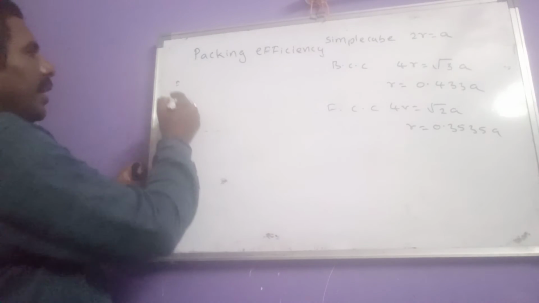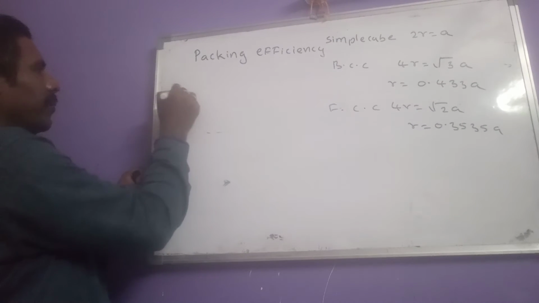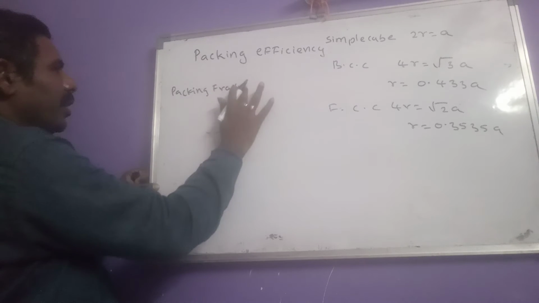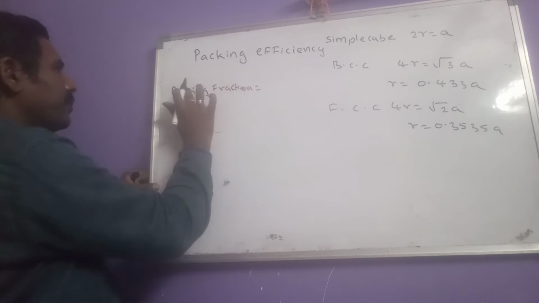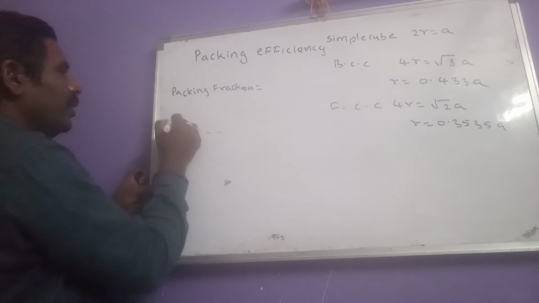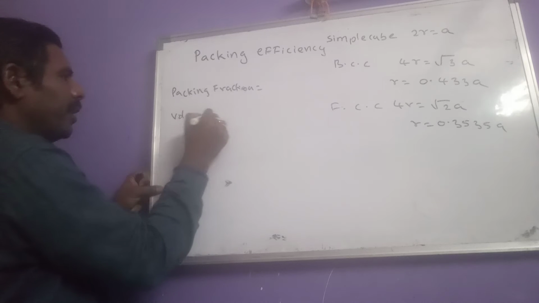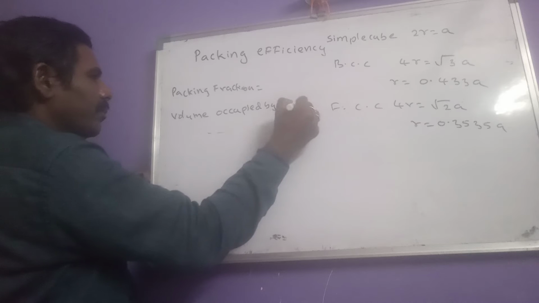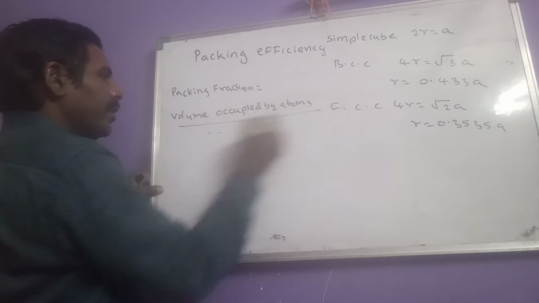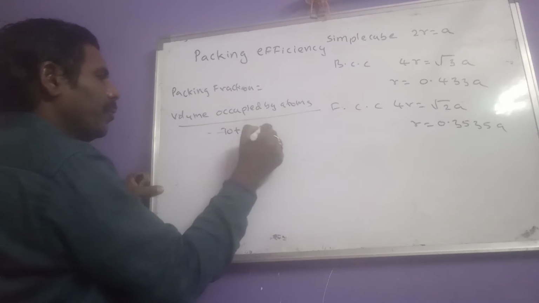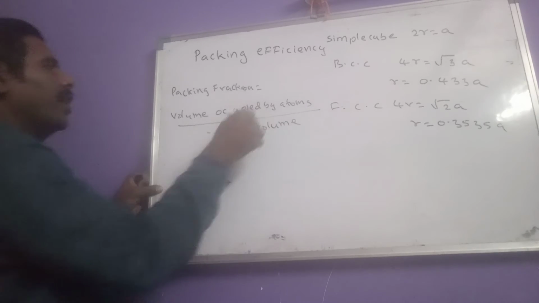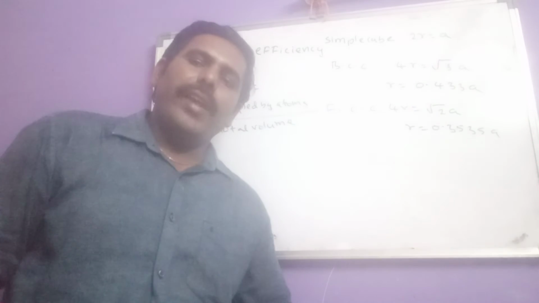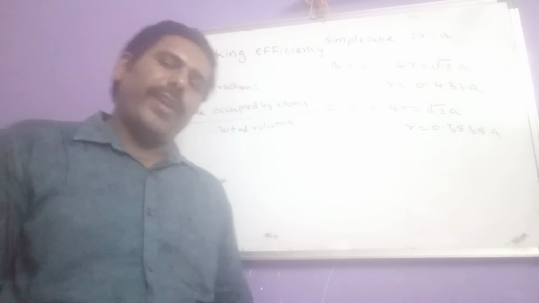Now first let us see what is packing fraction. Packing fraction is nothing but volume occupied by the atoms divided by total volume available. So this is the formula to calculate packing fraction. Now let us see in a simple cube what is the packing fraction.